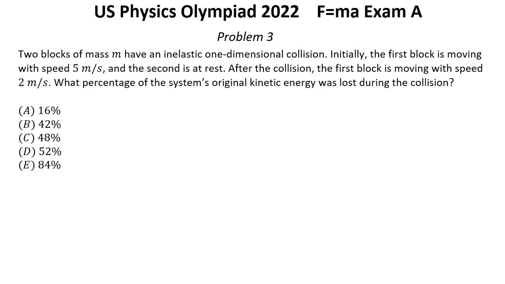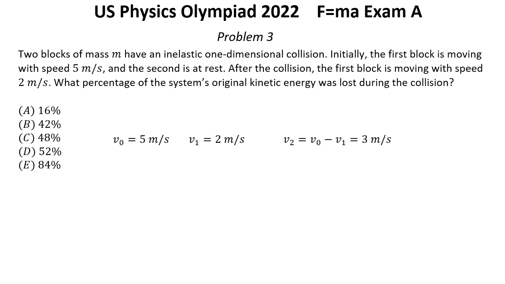Solution for problem number 3. We have the initial speed of the first block is 5 meters per second, the final speed of the first block is 2 meters per second, and because of momentum conservation the final speed of the second block is v0 minus v1, which is 3 meters per second.